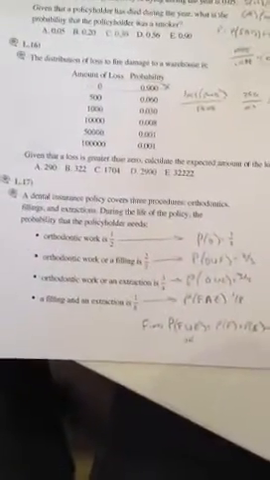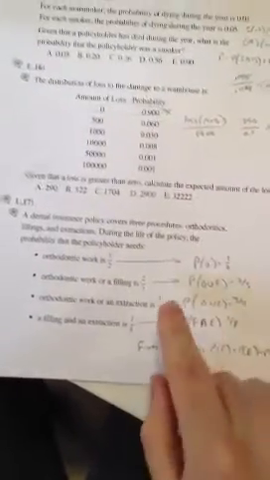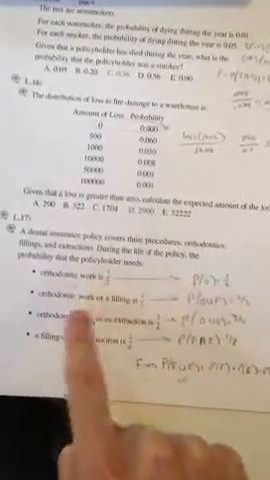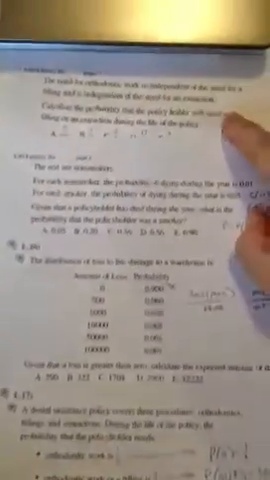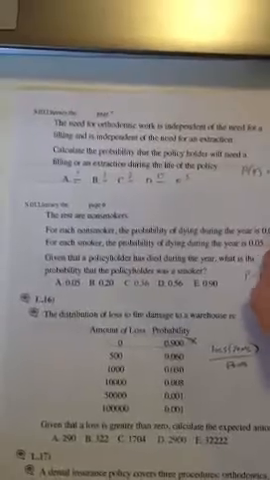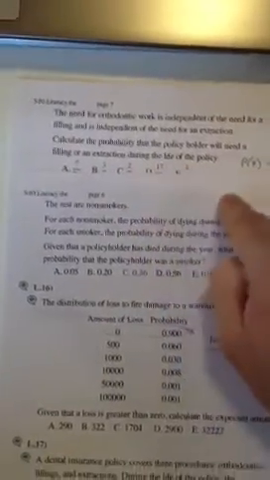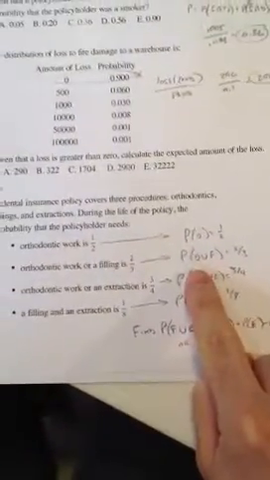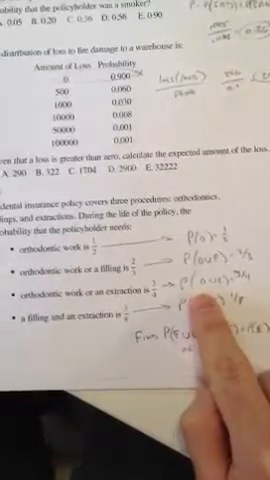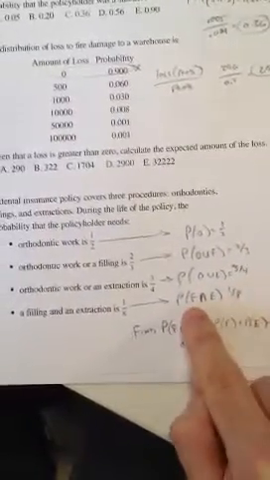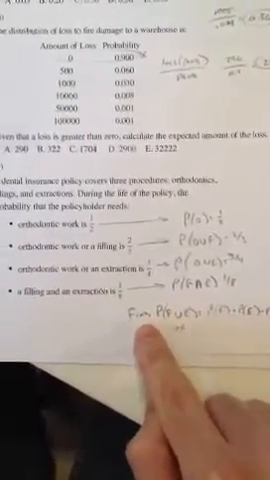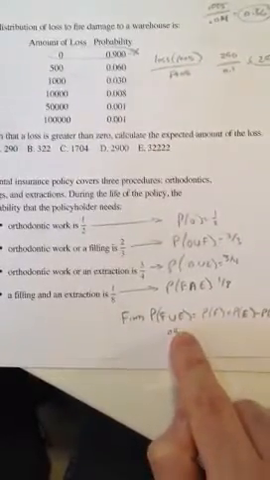Finally, our orthodontic problem. From here, we needed to find the probability that a policyholder would need a filling or an extraction during the life of the insurance policy. Orthodontic work would be a half, orthodontic or a filling would be 2/3, orthodontic work or an extraction would be 3/4, and a filling and an extraction was going to be an eighth of the population. So we needed to find the probability of a filling or an extraction.